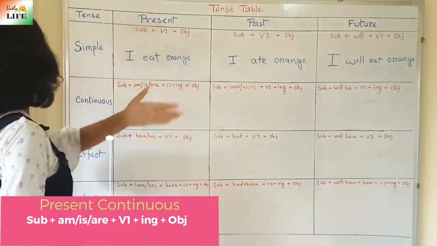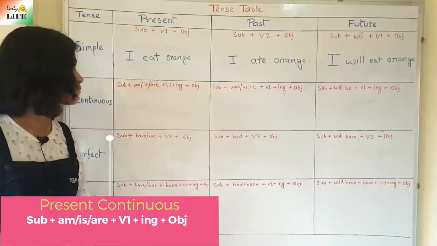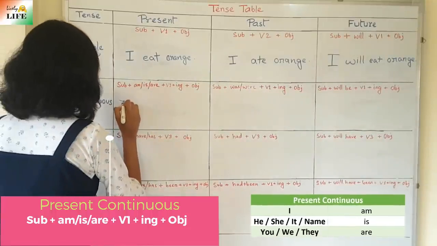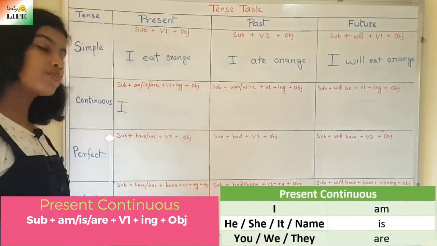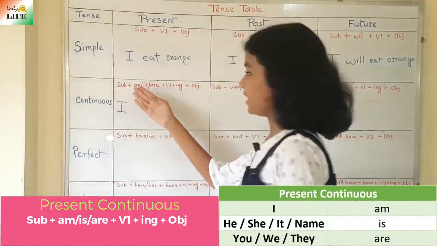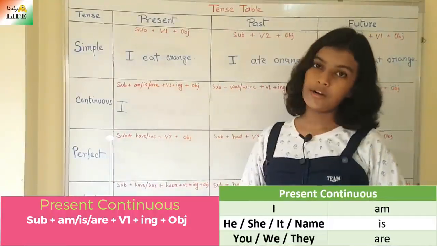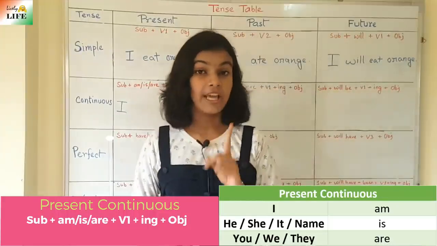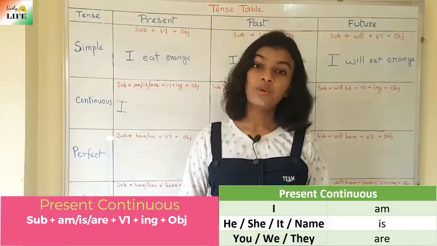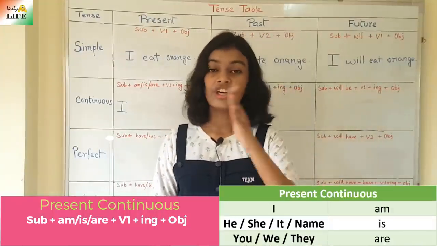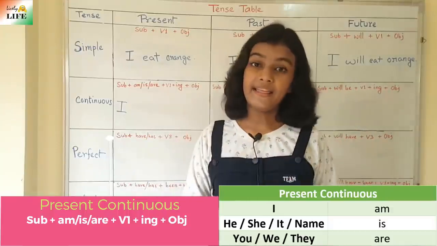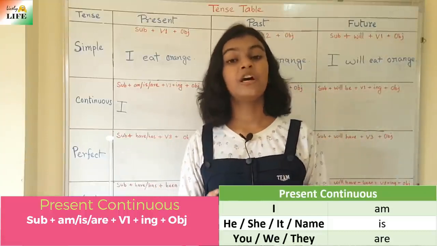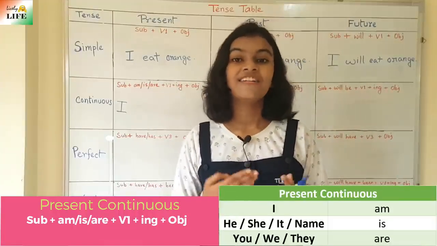So now we are going to learn about present continuous tense. So what is the construction? First subject, so let's take I, and then after that we use am or is or are. So after I we use am, I am, but after he, she and it we use is, he is, she is, it is, and then where do we use are? After you, we and they. You are, we are, they are.